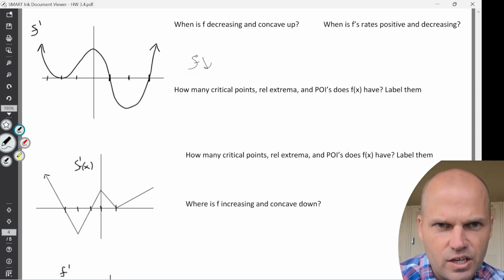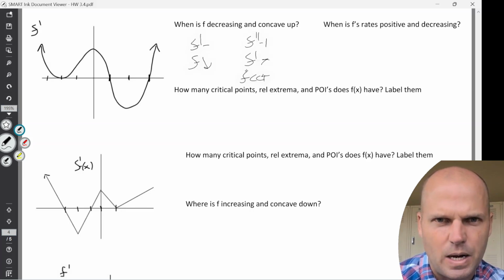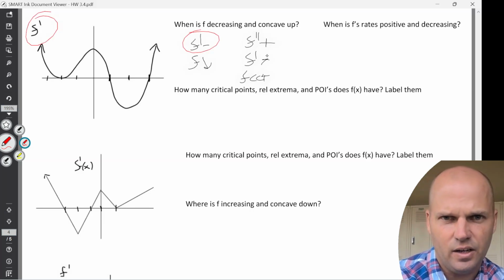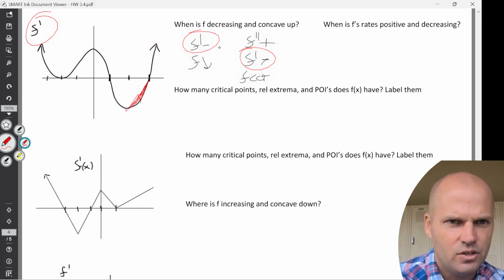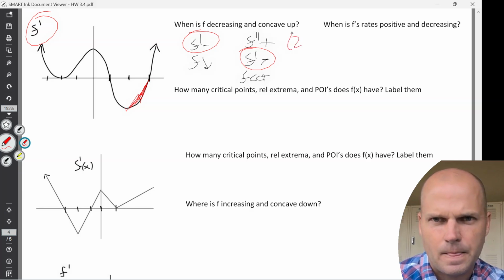F is decreasing when f prime is negative. F is concave up when f prime is going up, and when f double prime is positive. When f is decreasing, f prime is negative. F prime is negative and going up. When are you negative and going up? Just here, from 2 to 3.